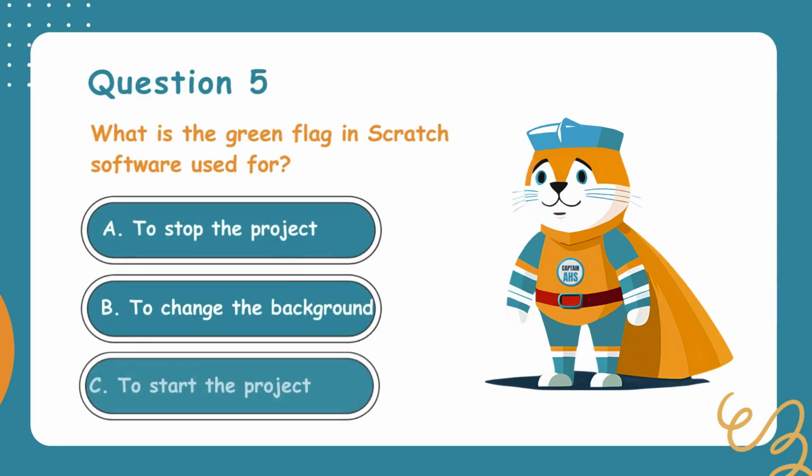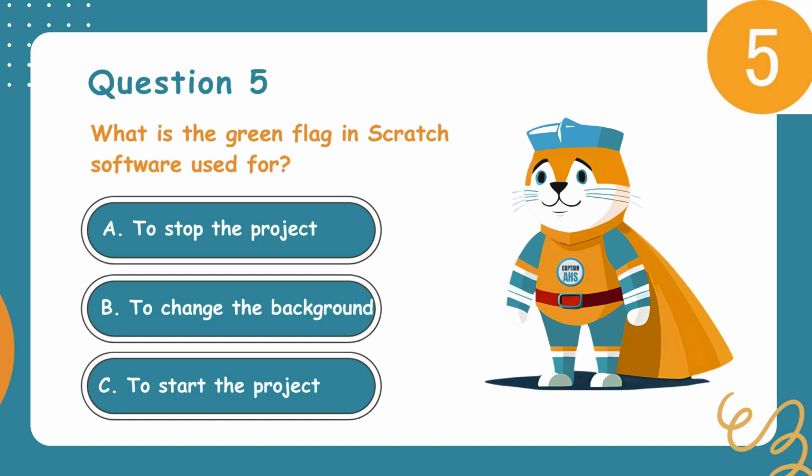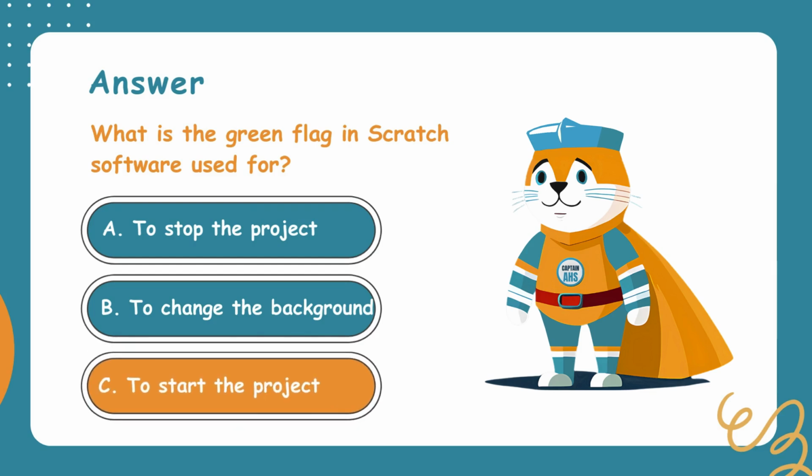What is the green flag in Scratch software used for? Option A, to stop the project. Option B, to change the background. Option C, to start the project. The answer is Option C, to start the project.